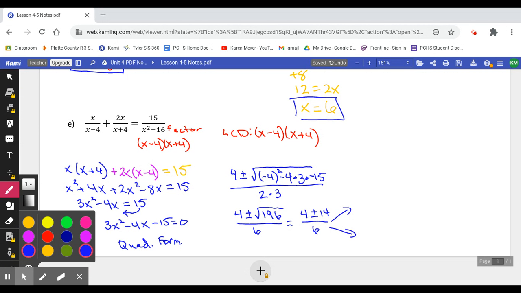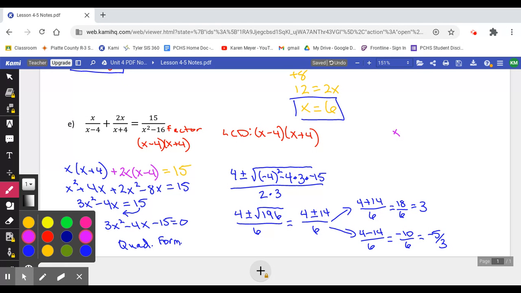Then I'm going to split my plus or minus to come up with my 2 separate answers. So that will give me 18 over 6, which is 3. And the bottom one will give me negative 10 over 6, which reduces to negative 5/3. So now let's check.